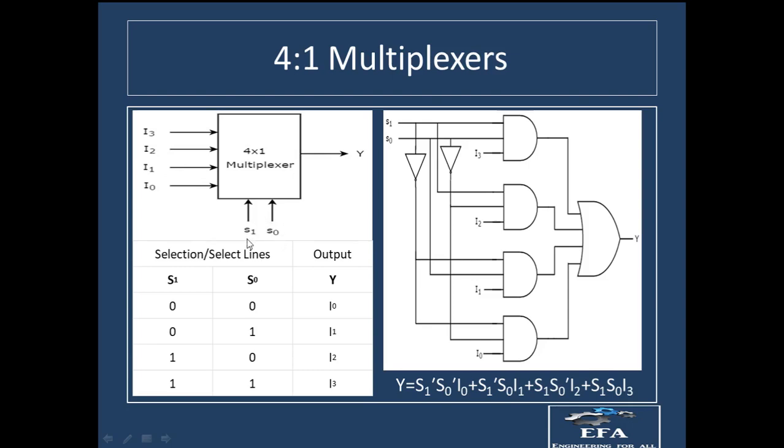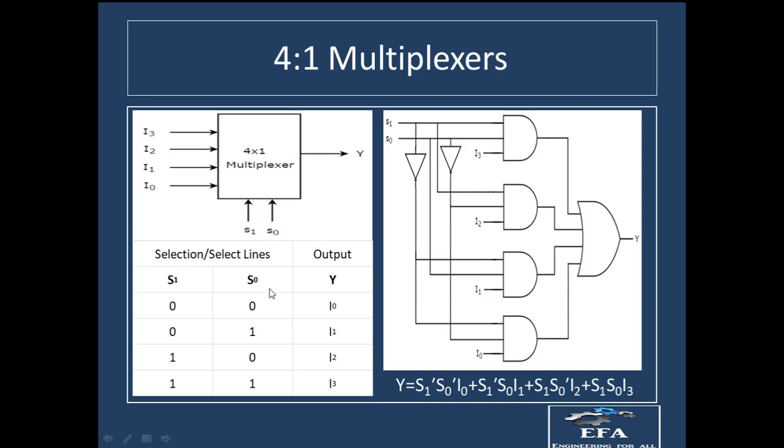If you are having 2 select lines, then how many combinations of these select lines can be there? There will be 4: 0 0, 0 1, 1 0 and 1 1. Whenever we are having 0 0, at the output we will be having I naught, which is the first input. If you are having 0 1, then I1 will be coming. If you are having 1 0, then I2 will be coming. If you are having 1 1, then I3 is coming at the output. Again, you can see it is similar to what we have discussed in the 2 is to 1 multiplexer.